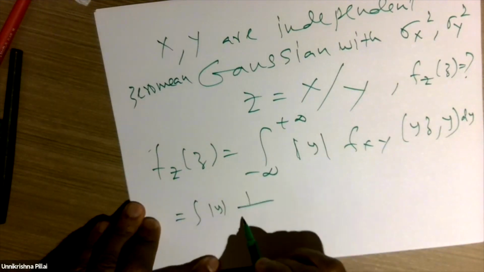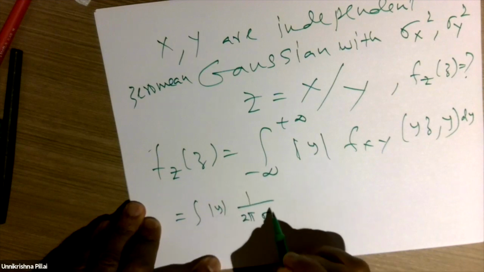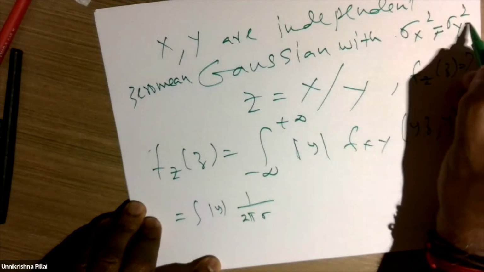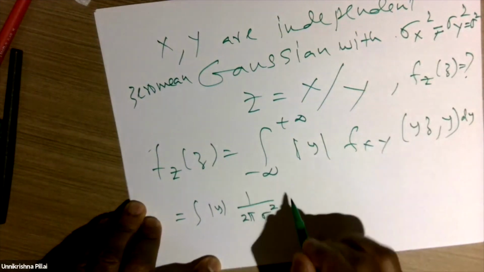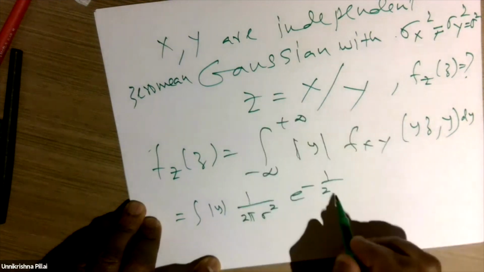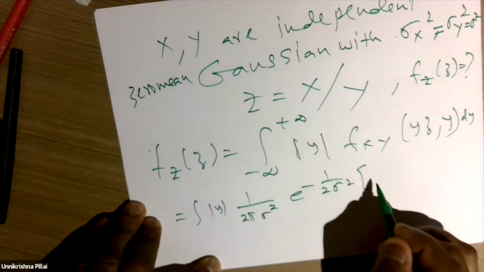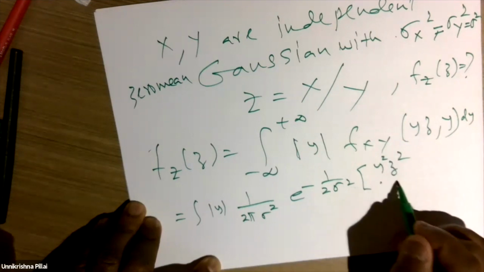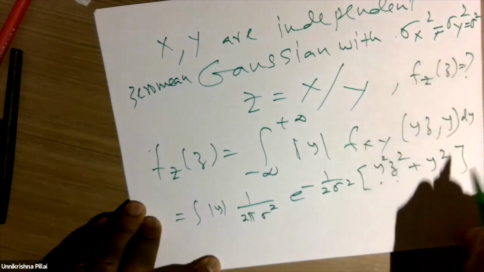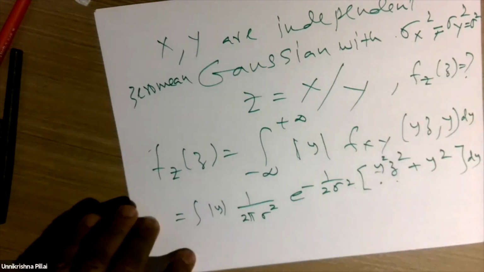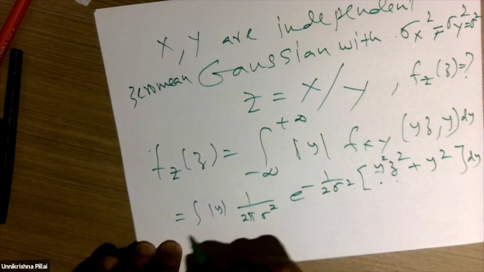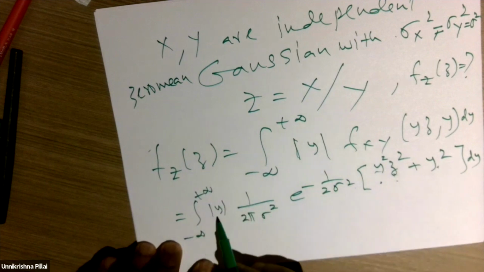So I'm going to do this for you. Absolute value of y. Here you have a square root of 2 pi sigma. And just to make it easy, I'm going to make sigma x squared equal to sigma y squared, both equal. So this is just sigma squared. E to the power minus, remember they are independent, so 2 sigma squared, then instead of x squared, I'm going to put y squared z squared over sigma squared plus y squared, right? The second variable dy. So notice that z squared goes outside. Y squared goes outside. So this is minus infinity to plus infinity. This is an even function.